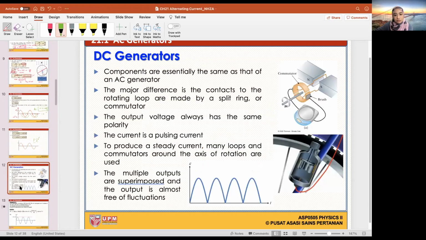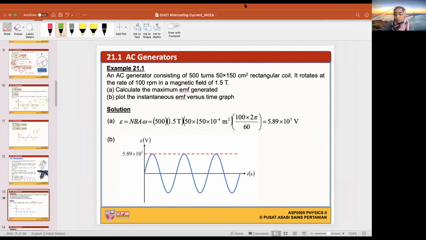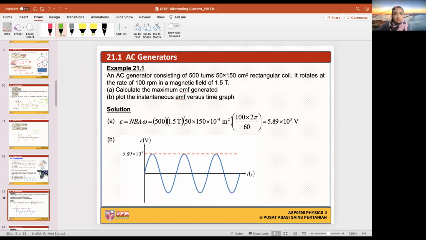Alright. So DC generator, you don't need to study. It shouldn't be covered. Okay, so let's look at this. We have 5 minutes. Do we have time? Yes, we do. Okay, so last question and then we will be over for class. An AC generator consisting of 500 turns, 50 times 150 centimeters squared rectangular coil. So here they gave you the area, so you don't have to memorize the equation for area. Either you have to know how to find the area of a square or they will give it to you. So 50 times 150 centimeters squared, change it to meters squared.